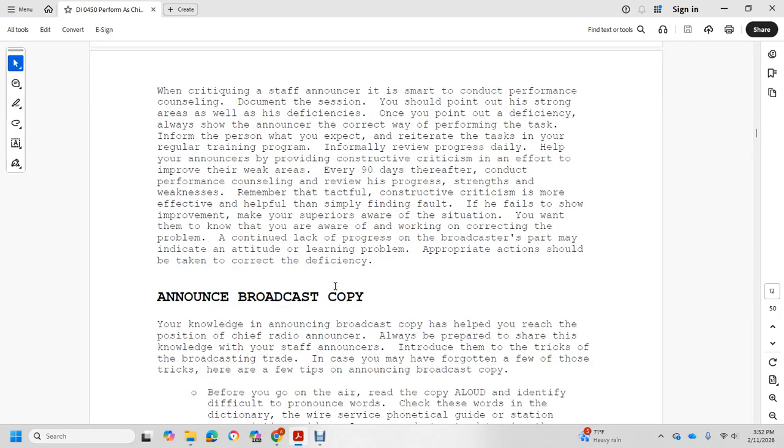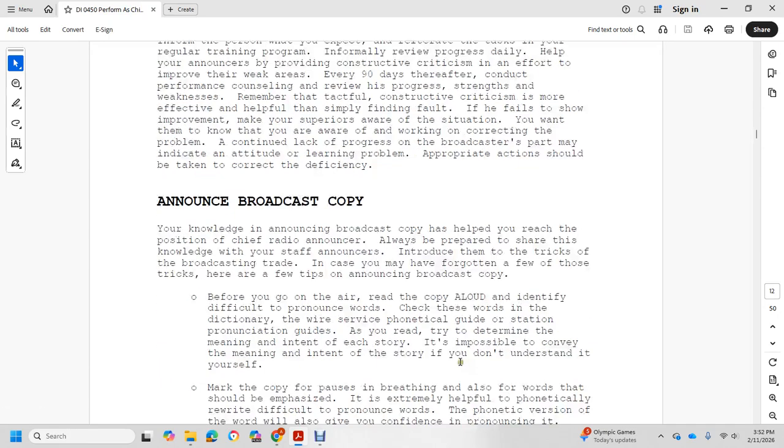Announcing broadcast copy. Now that you have reached the position of chief of the radio announcers, always be prepared to share with your staff and announcers. Introduce them to the tricks of the broadcasting trade, in case you have forgotten a few of the tricks that they have, with the future of announcing broadcast copy.